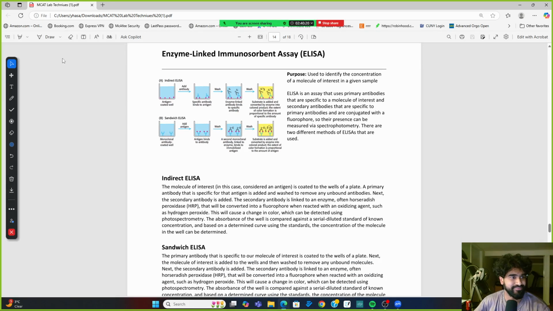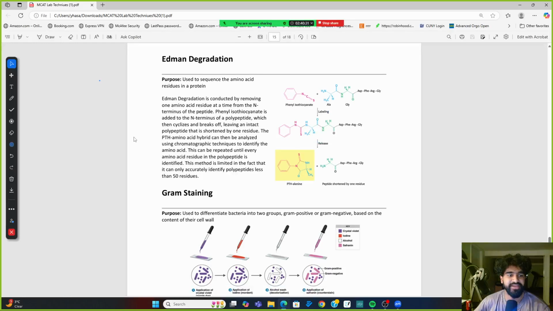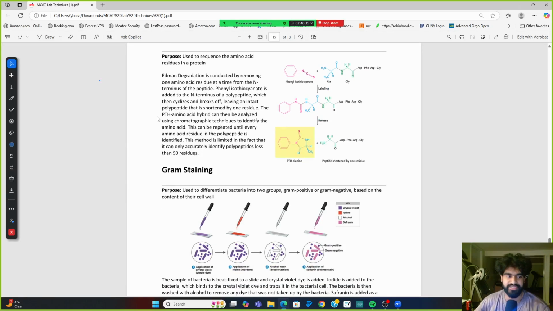ELISA. I had never really gotten questions about it, to be honest. You don't need to know it. This is just another antibody thing. Edman degradation legitimately never, ever, ever came up except for in Orgo 2.